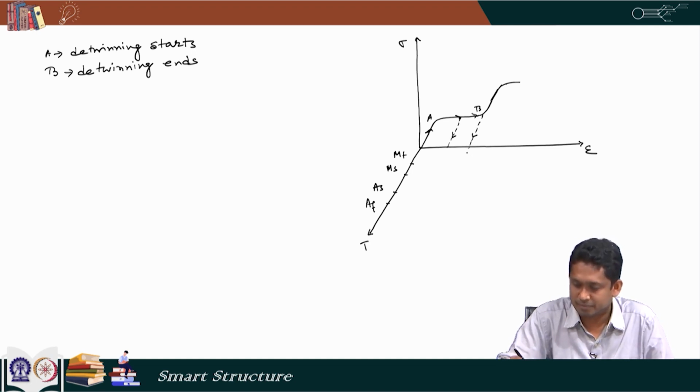Now, from here, if we suppose increase the temperature, the material is martensite, and till AS it remains like this. After AS the transformation takes place and the material becomes austenite. Once it becomes austenite, it regains its original shape due to the shape memory effect. Same thing happens here.